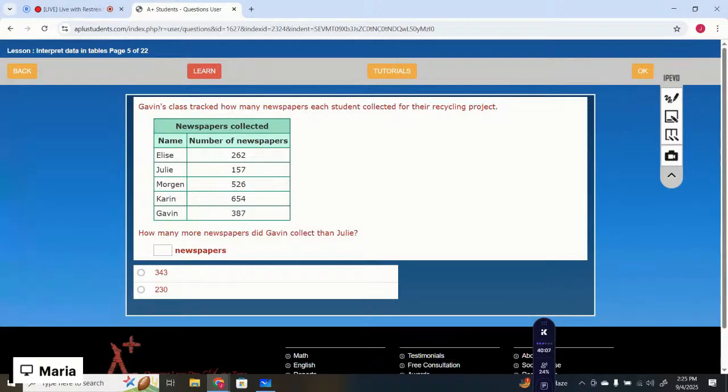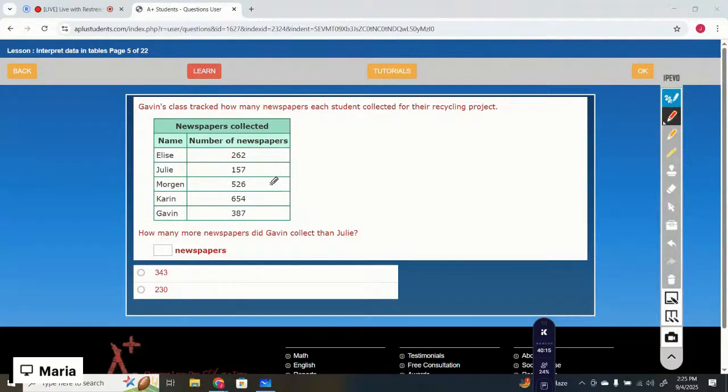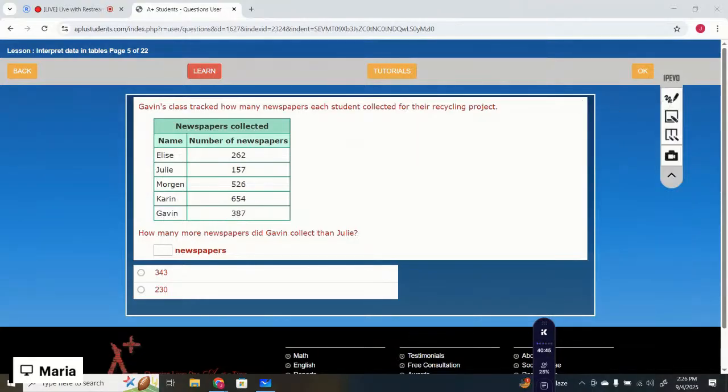Gavin's class tracked how many newspapers each student collected for their recycling project. How many more newspapers did Gavin collect than Julie? So Gavin collected 357 and Julie collected 157. 7 take away 7 is 0. 8 take away 5 is 3 and 3 take away 1 is 2. So that is 230. Option number 2 is the correct option. Okay, you can complete the lesson by yourself later today.